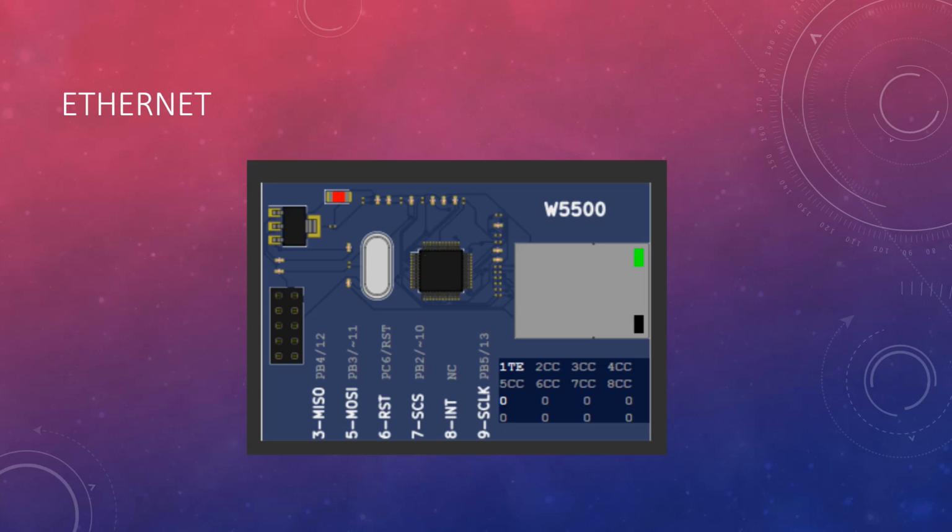Then let's talk about the Ethernet shield W5500. It provides network connectivity to the Arduino, enabling it to connect to the internet or a local network. It is mounted on top of the Arduino and connected to the network via an Ethernet cable. This shield uses the W5500 chip to handle network communication, allowing the Arduino to send and receive data over the network.